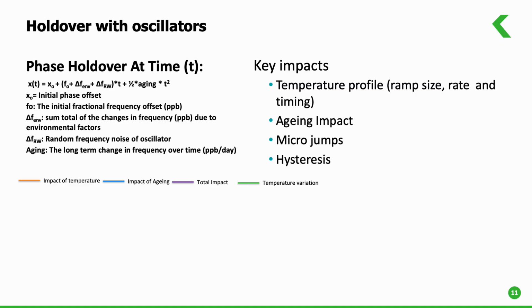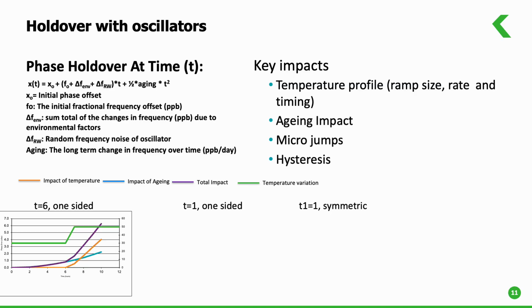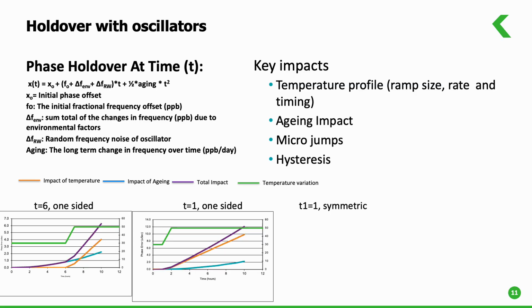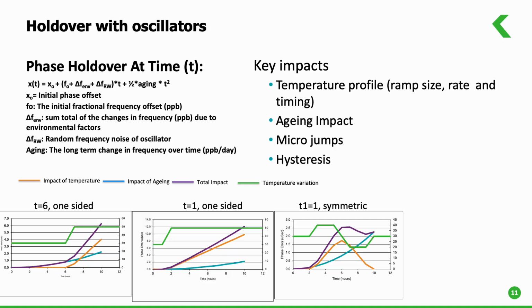The impact of temperature is worst. In the example graphs below, the holdover starts at time 0 and the temperature variation happens in the middle, at the beginning, and symmetrically. The phase error is worst when the temperature variation happens coinciding with the entry to holdover. In the symmetrical variation situation, the phase variation is minimal.